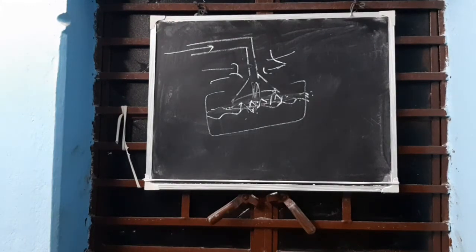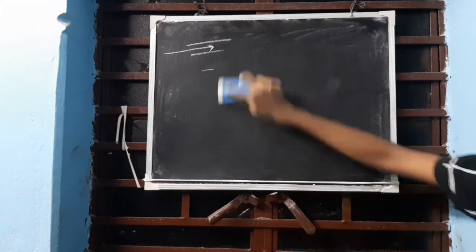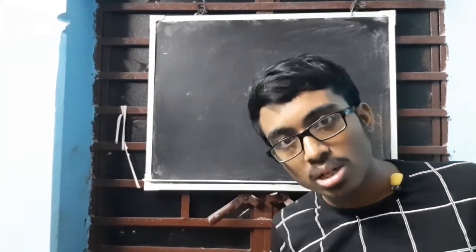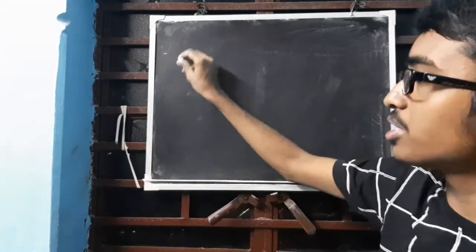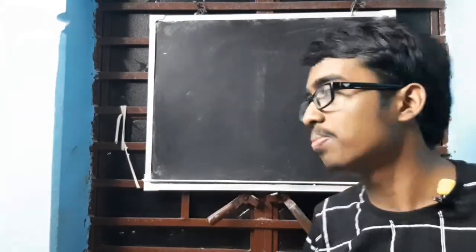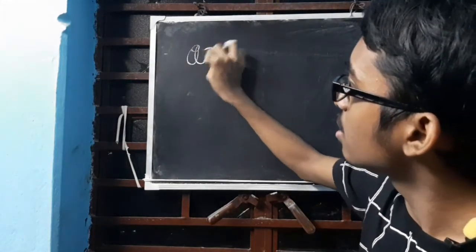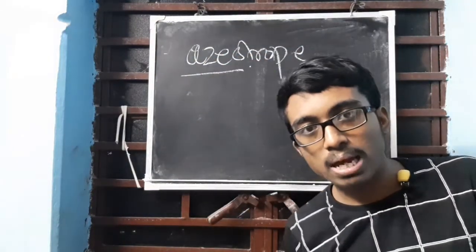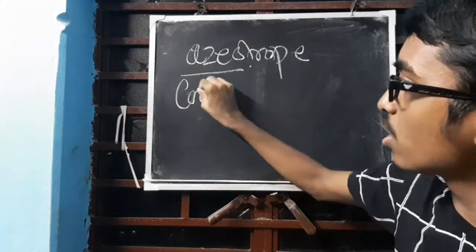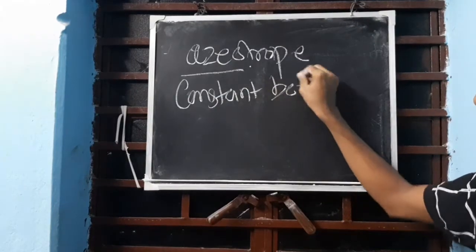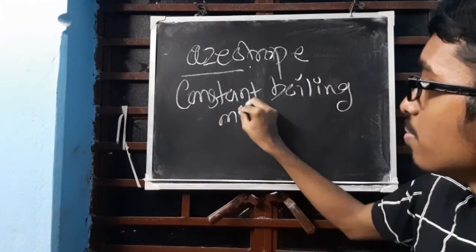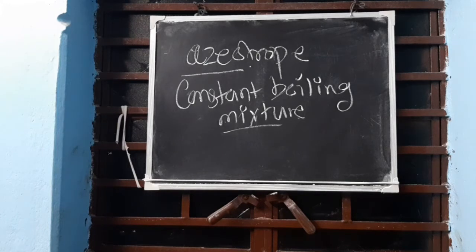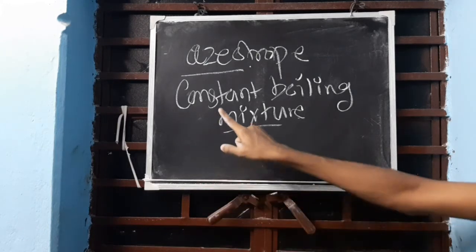Okay, next, you will come across one term. Isotope, isobar, isomer, many terms you have already come across. Now, you will be coming across another, allotrope, which you have also come across in class 8. Today, you will be coming across another term, that is not allotrope, but azeotrope. Azeotrope is also called a constant boiling mixture. Constant boiling mixture and azeotrope are the same thing.